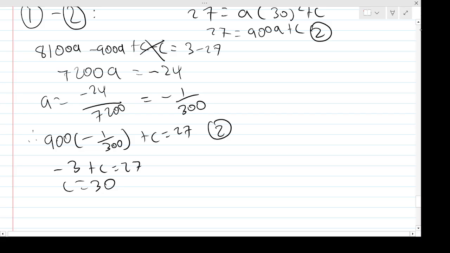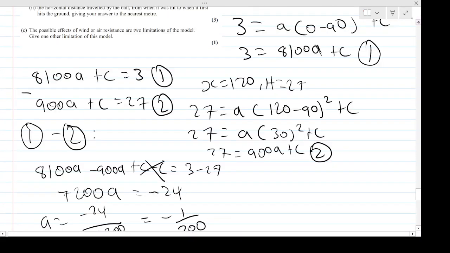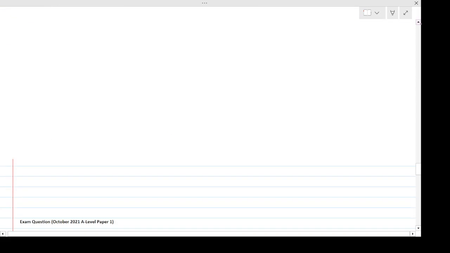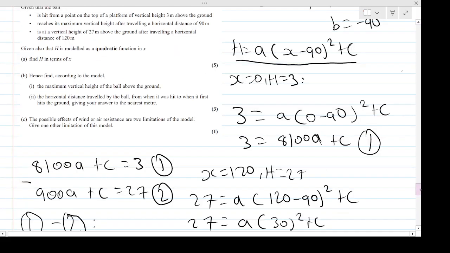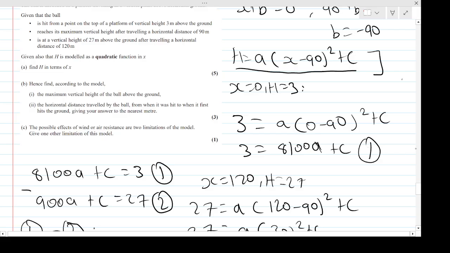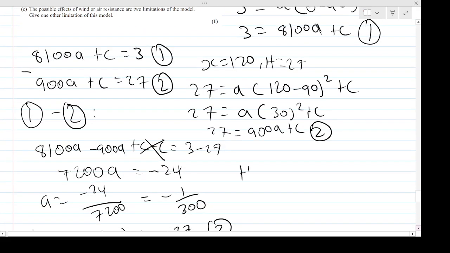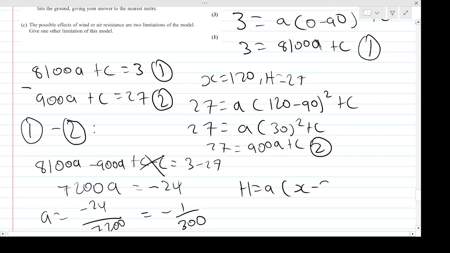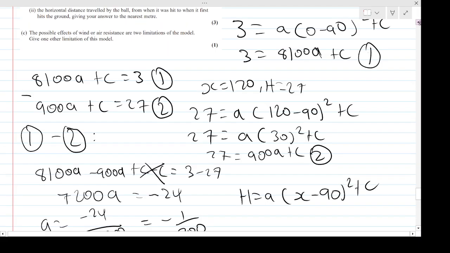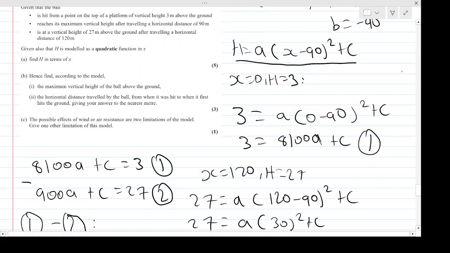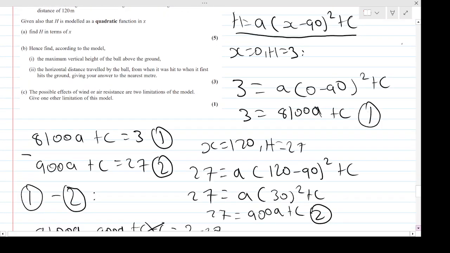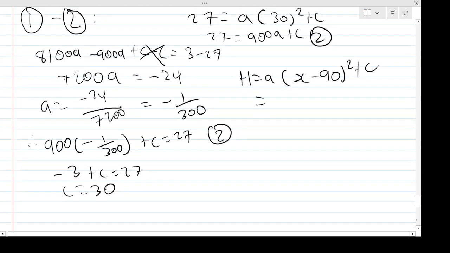Okay. But therefore we've got our values. We've got A, B, and C. Therefore we can fill in the equation. So H, remember, is there, right? So H then is, I'm going to copy that again. So H is A lots of X minus, what was it, 90, all squared plus C. Yes. But then I can fill in A and C that I just worked out. That's going to be the same as minus 1 over 300, X minus 90, all squared, plus 30.